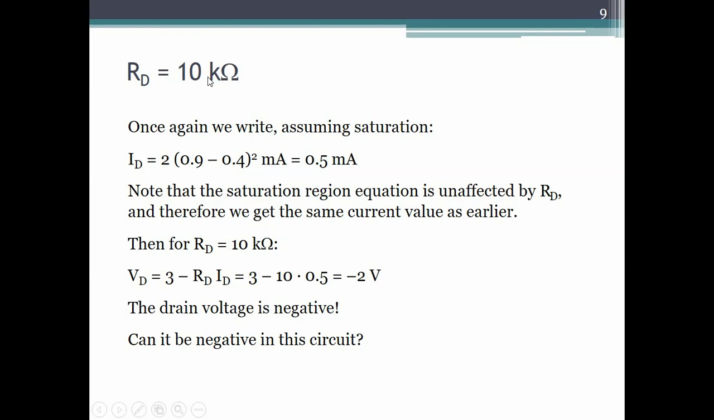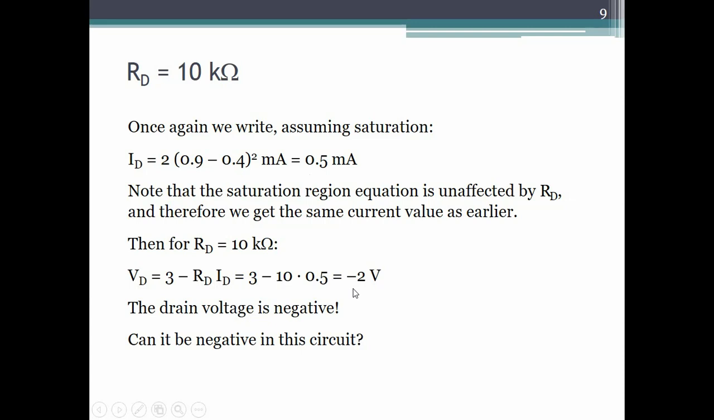Again, we say, well, let me assume saturation, and we'll write the current equation in saturation, which is incidentally the same as before, because the saturation region equation does not depend on the drain voltage or the drain resistance. So this remains the same, 0.5 milliamps. Now we just have to check what happens for RD equal to 10 kilo ohms. So VD is 3 minus RDID, so 3 minus 10 into 0.5 is minus 2 volts. The drain voltage is negative.